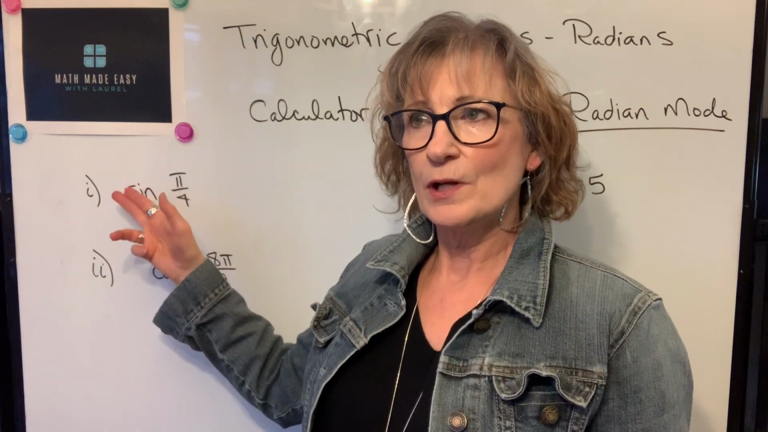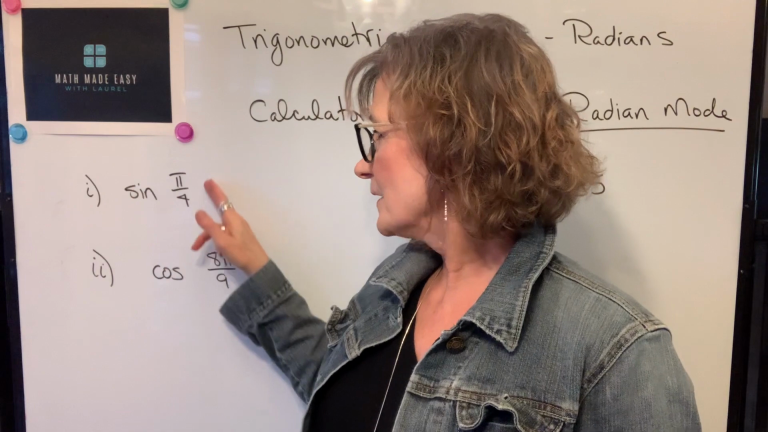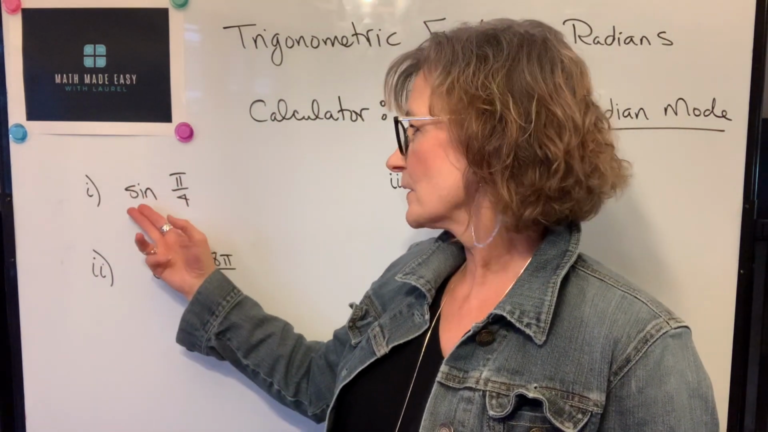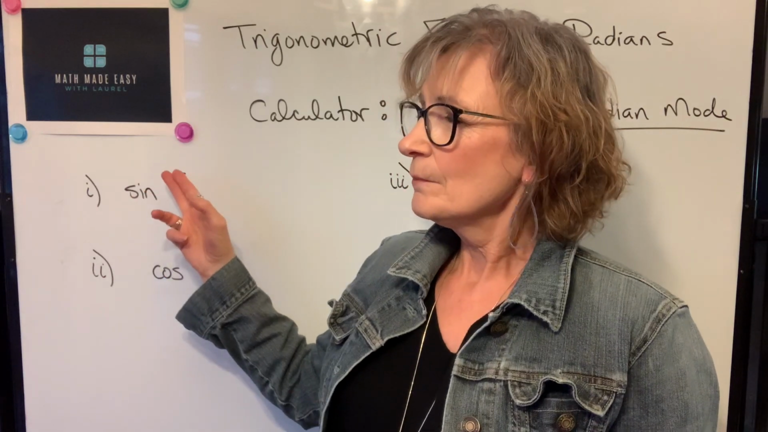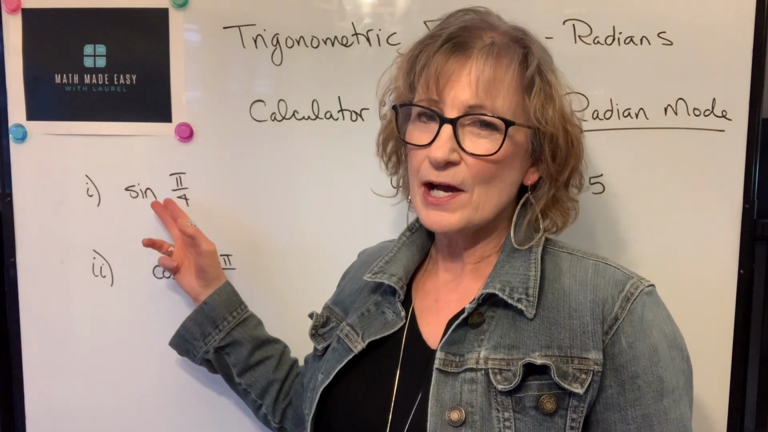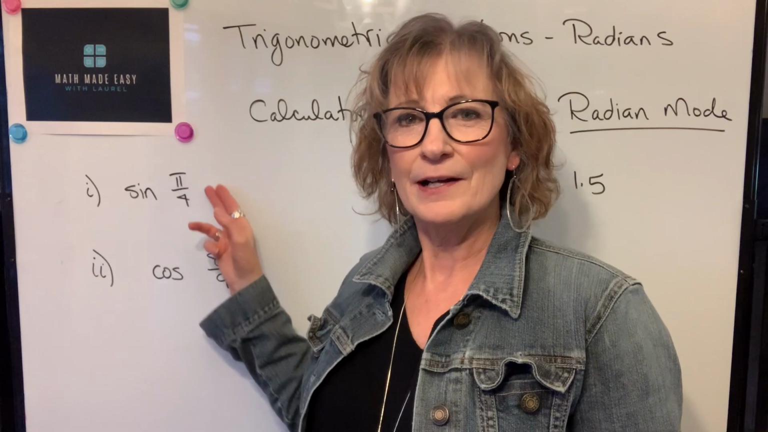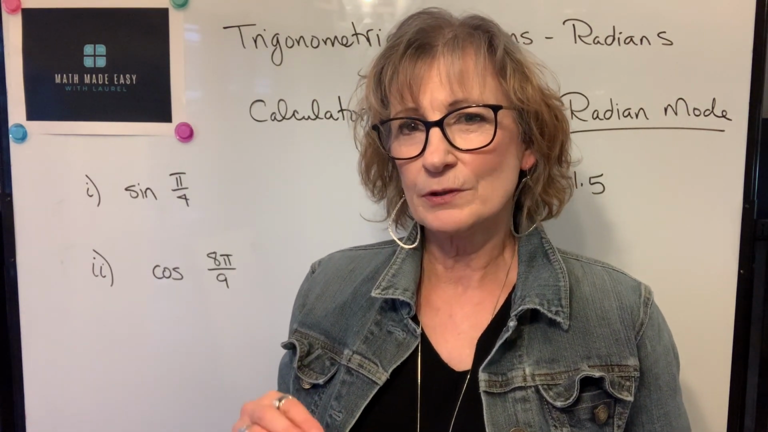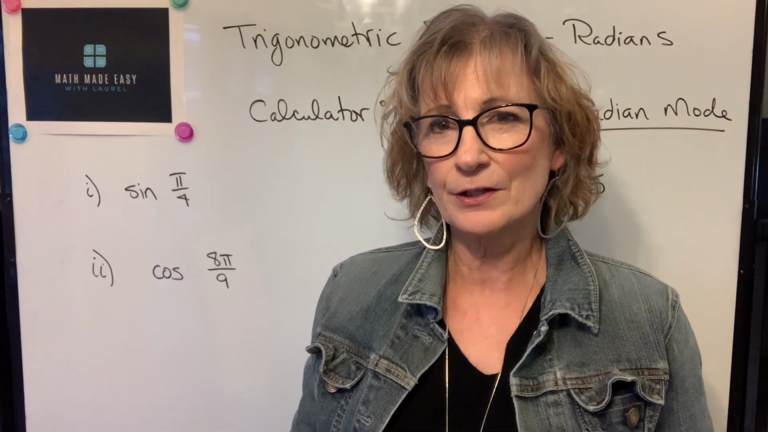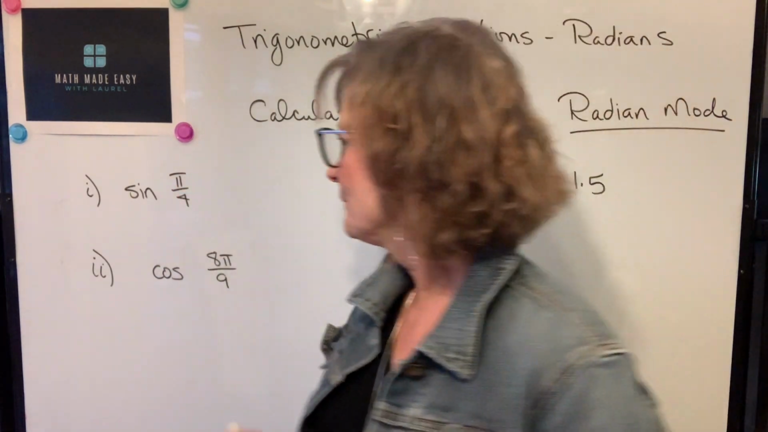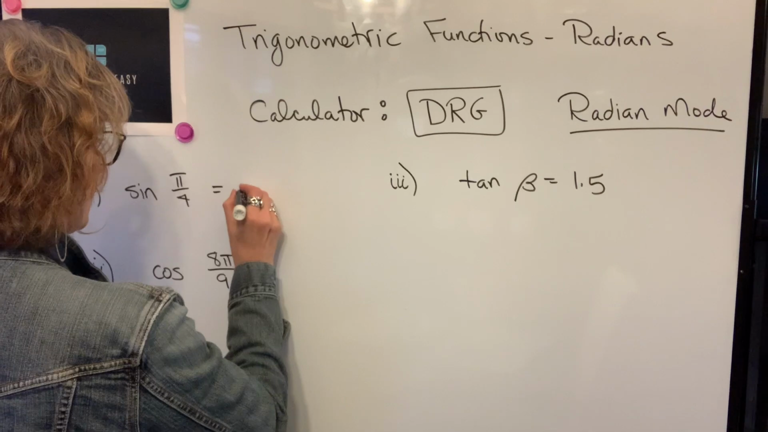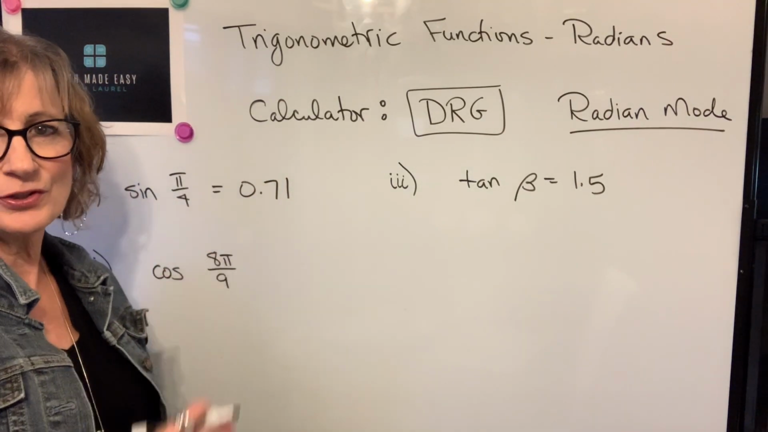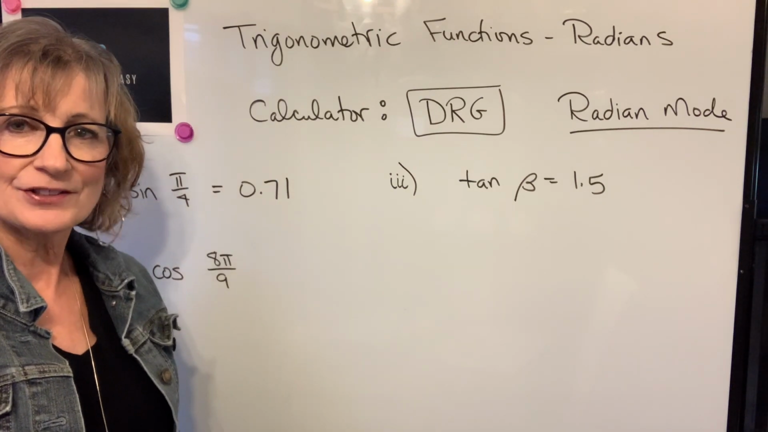So again, some of you will have to put pi divided by 4 and then press the sine function. Probably the majority of you are just going to go sine. Some of you might need to use brackets when you go pi divided by 4 and then end your bracket. Just play around to make sure you're comfortable and confident with what you do on your calculator. When you plug that in, you should get 0.71. Try it on your calculator, make sure you get this same answer.